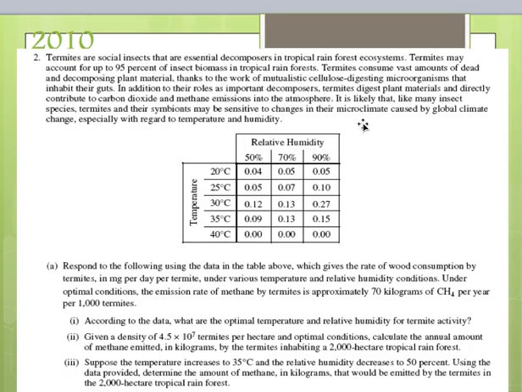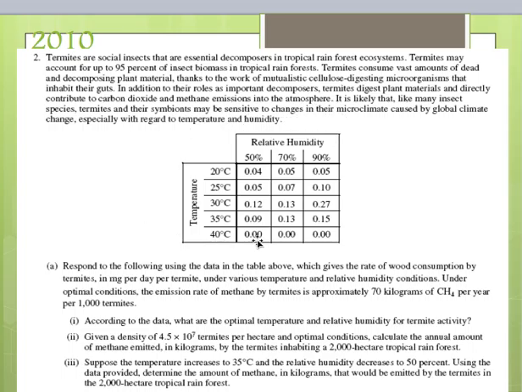Okay, in addition to their roles as important decomposers, termites digest plant materials and directly contribute to carbon dioxide and methane emissions into the atmosphere. It is likely that, like many insect species, termites and their symbionts may be sensitive to changes in their microclimate caused by global climate change, especially with regard to temperature and humidity. Okay, so they're probably going to ask me something about carbon dioxide or methane emissions, just based on this introduction.